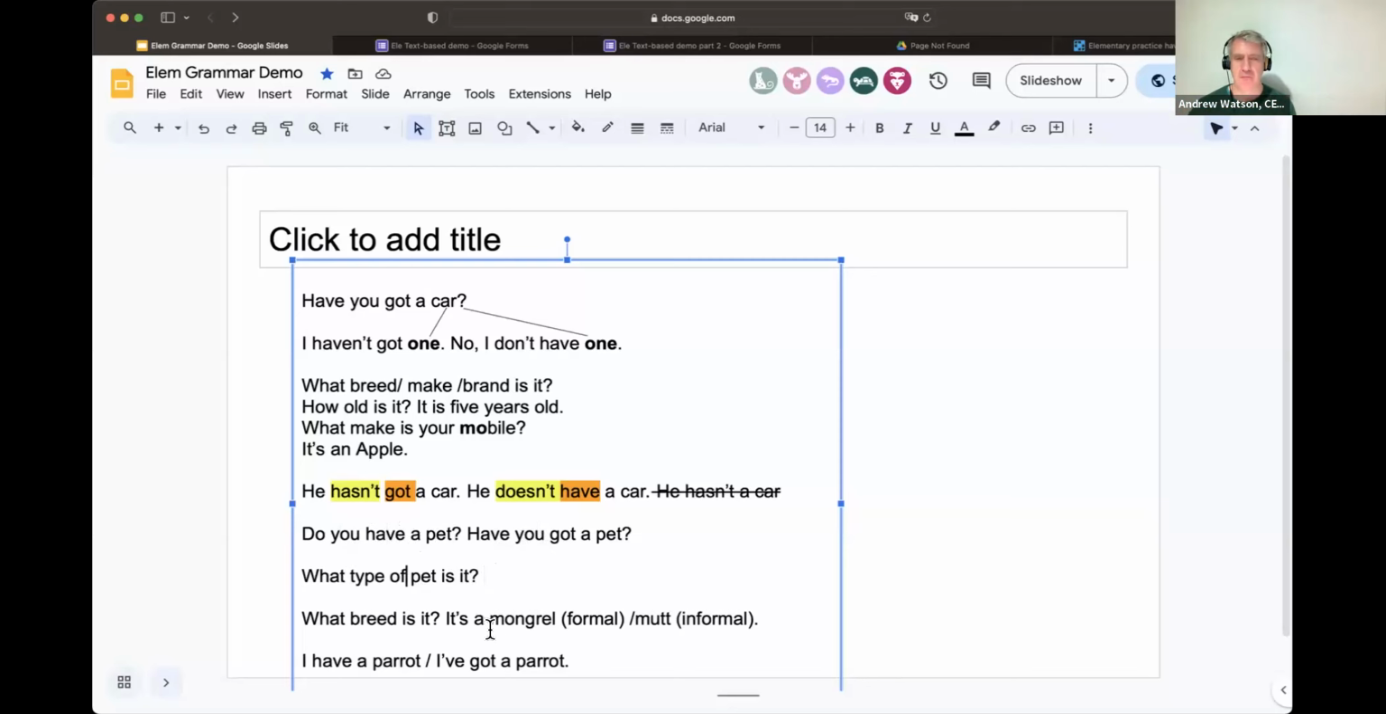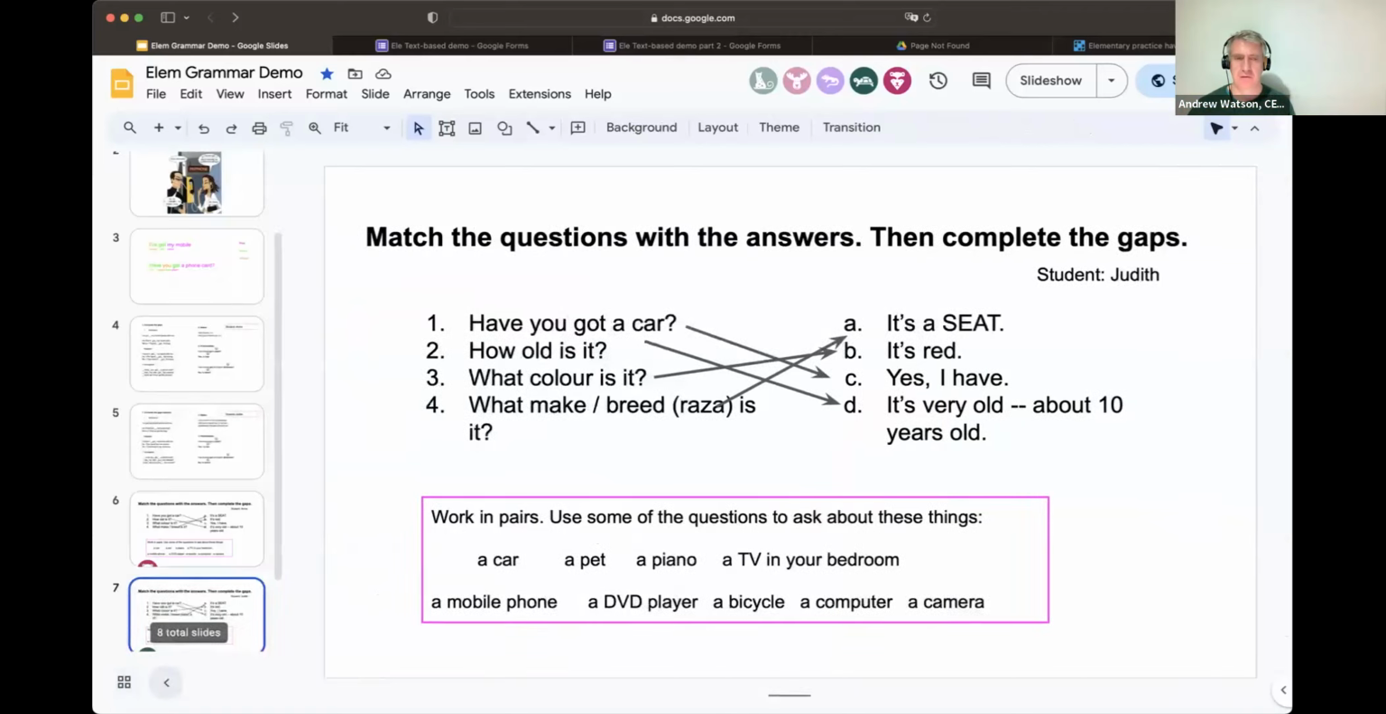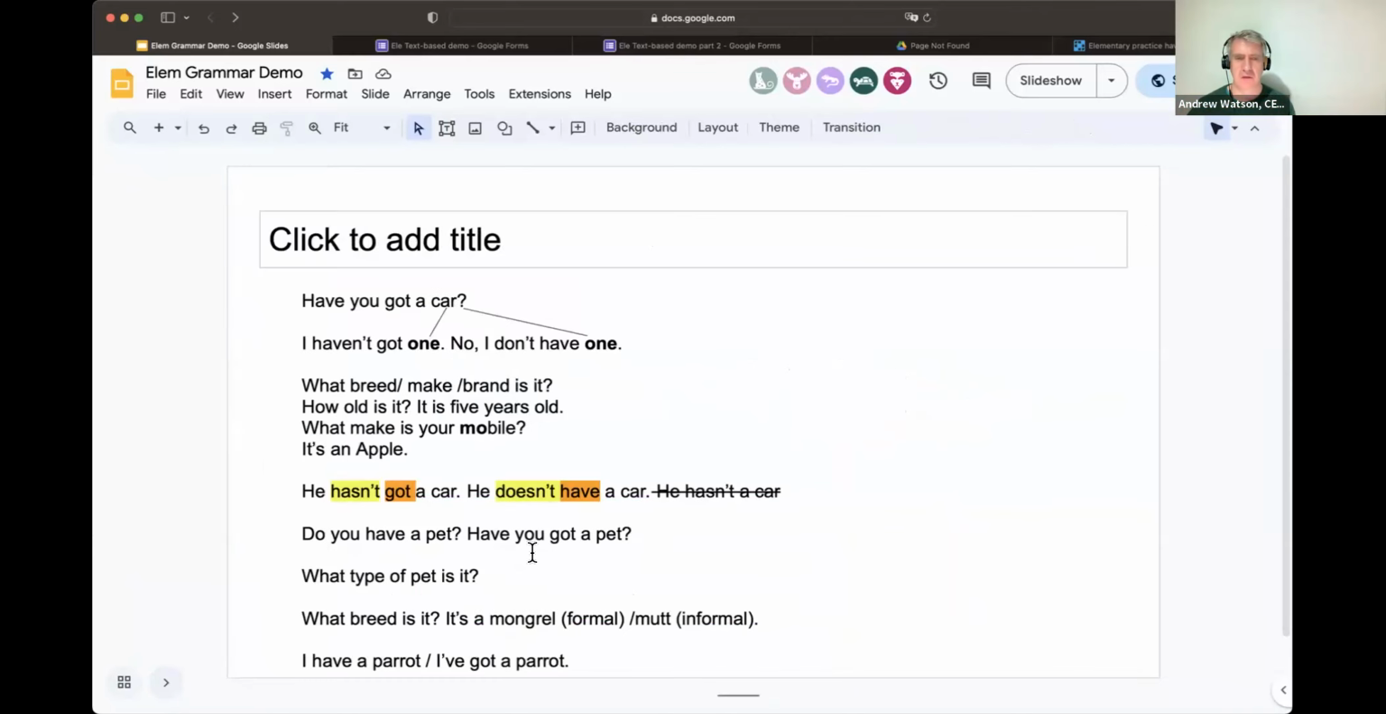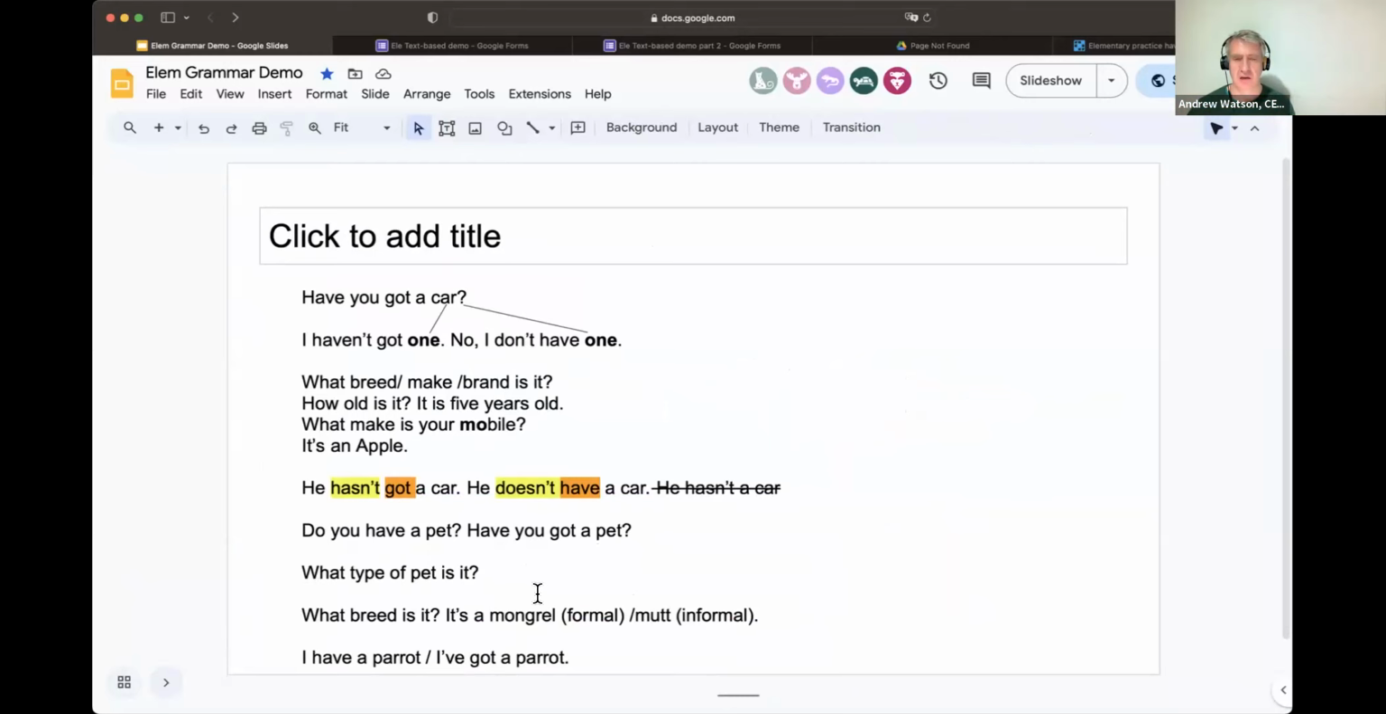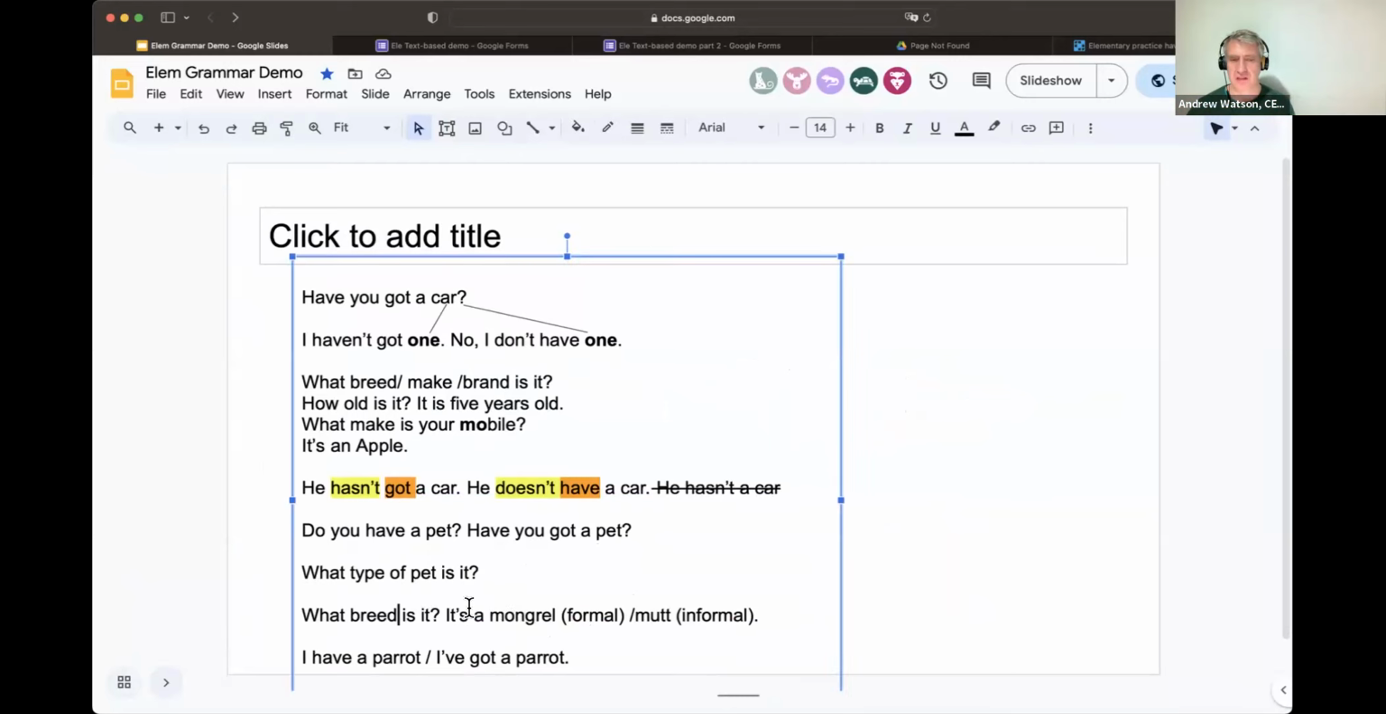We could say, what type of pet is it? We can say, what breed is it? We can say it's a mongrel. Mongrel is like sin rasa. But that's more formal. Informal, we say mutt. It's a mutt. Perro sin rasa. And parrot. I've got a parrot. I have a parrot.